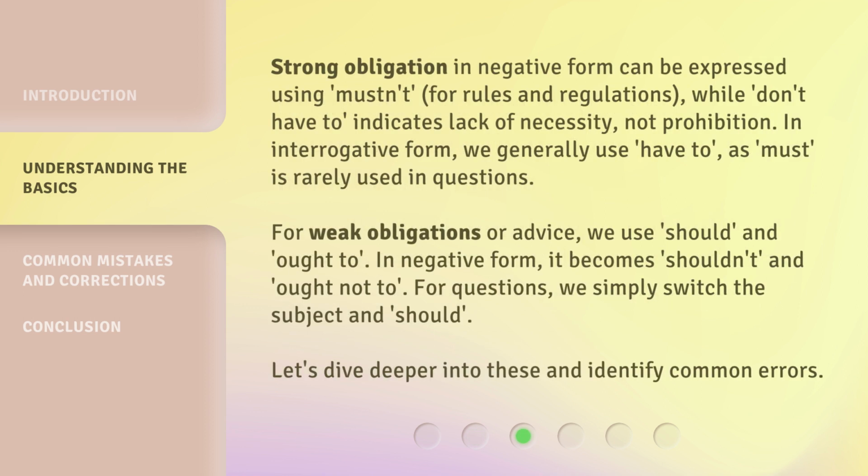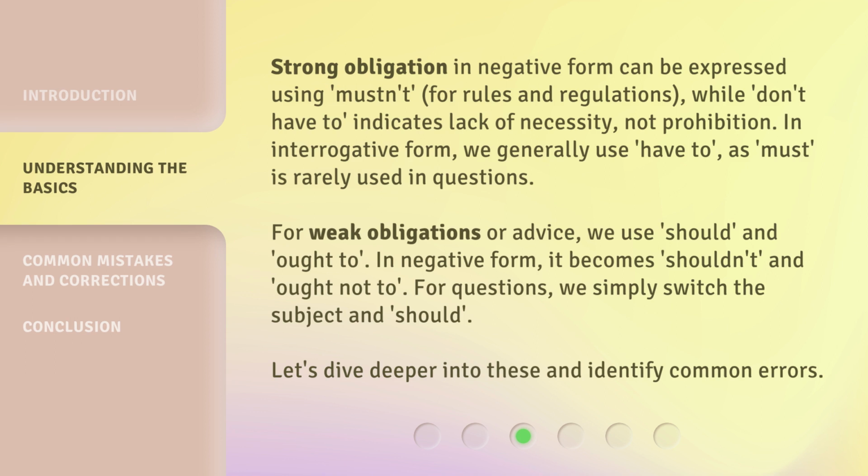Strong obligation in negative form can be expressed using mustn't for rules and regulations, while don't have to indicates lack of necessity, not prohibition. In interrogative form, we generally use have to, as must is rarely used in questions.